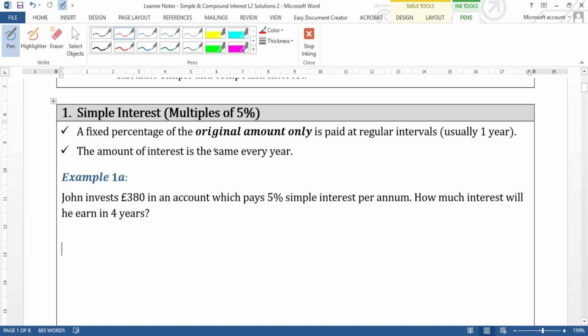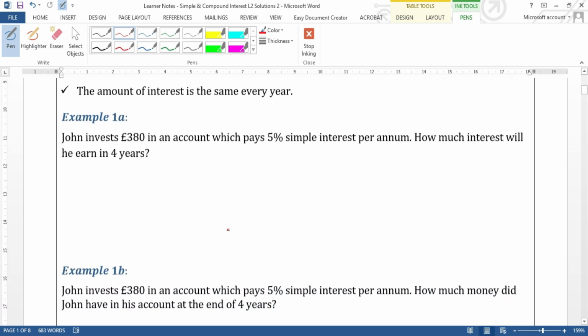So I will show you simple interest first, just to see the difference between simple interest and compound interest. Simple interest is a fixed percentage of the original amount only, which is paid at regular intervals, usually 1 year. The amount of interest is the same every year, so it doesn't matter if it's for 1 year, 3 years or 5 years, that interest is going to be the same. So all you do is multiply the interest by however many years they say.